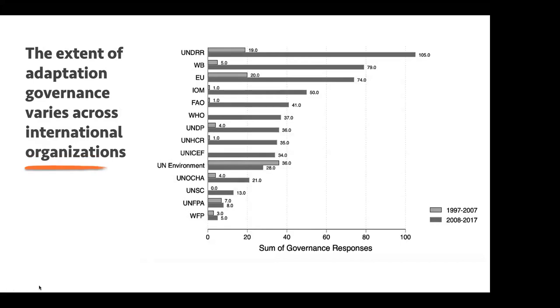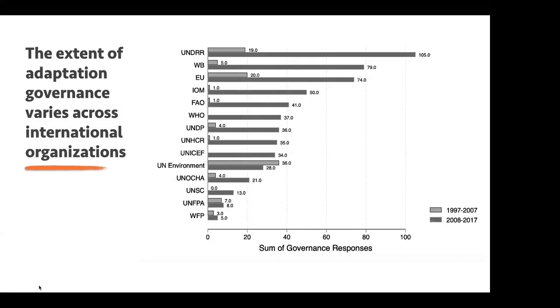So we can see here that there is an increase in the governance responses of all organizations after 2007. During the period 1997 to 2007, the average governance responses amounted to almost 10 per IO, whereas this number had increased to 72 on average per IO during the period 2008 until 2017.